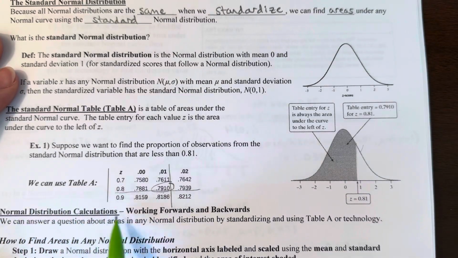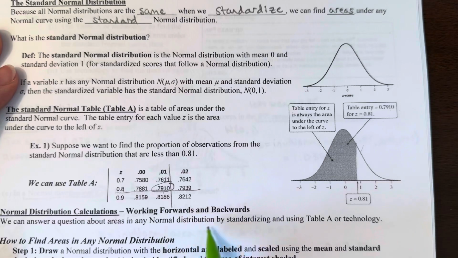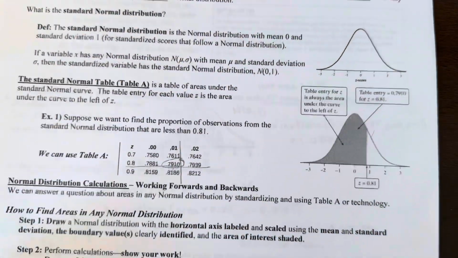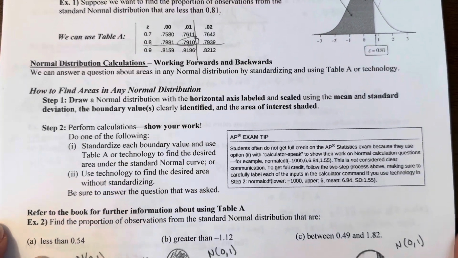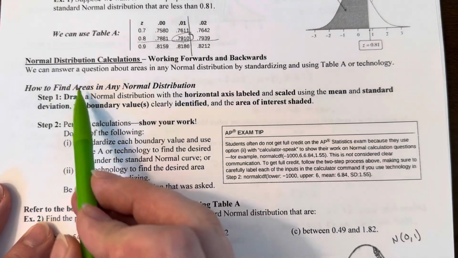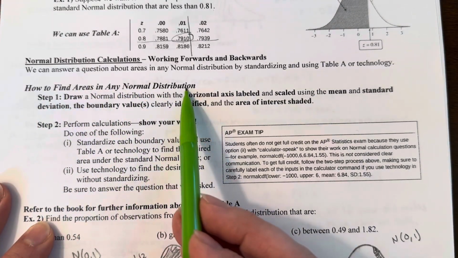Now, for normal distribution calculations, working forwards and backwards, we can answer a question about areas in any normal distribution by standardizing and using table A or technology. Now, the nice thing is that you don't necessarily always have to standardize, but let's start out looking at standardized values. So how to find the areas in any normal distribution.